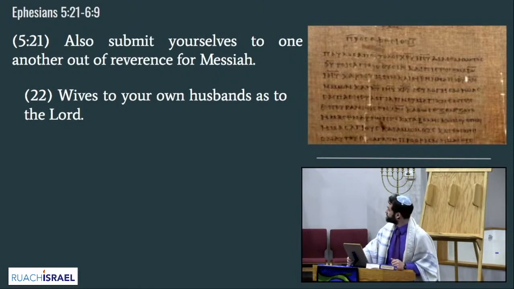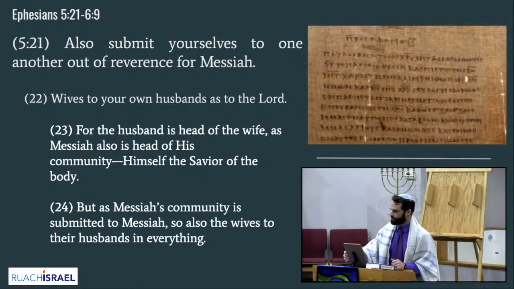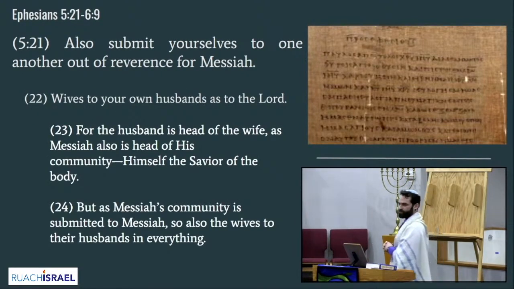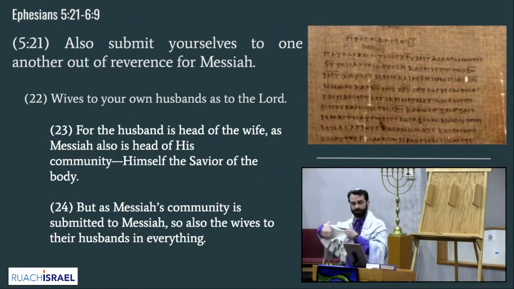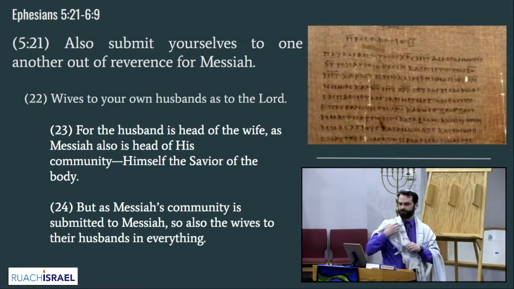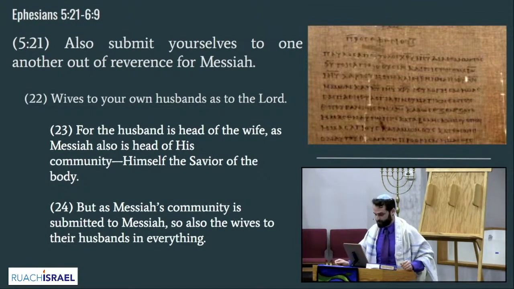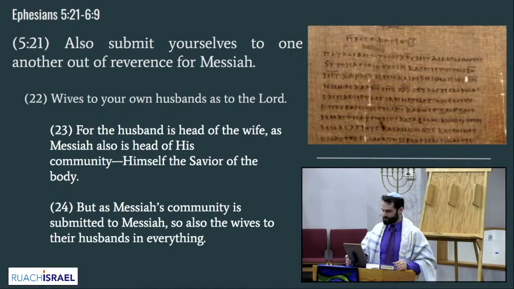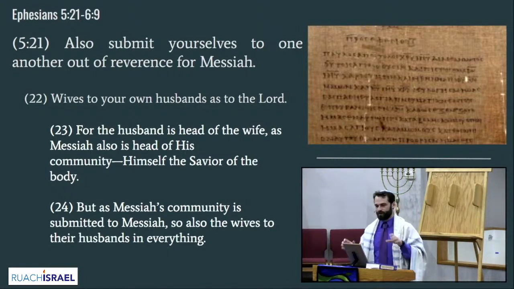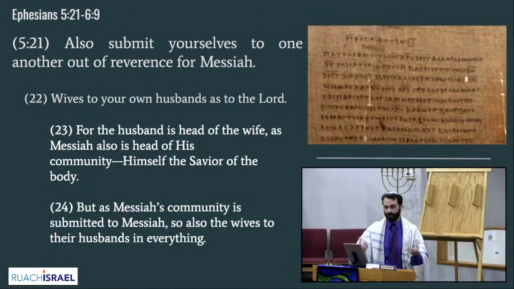Let's go on to the next verse. For the husband is head of the wife, as Messiah also is head of his community, himself the Savior of the body. But the Messiah's community is submitted to Messiah, so also wives to their husbands in everything. Here's where this passage becomes quite nuanced. Paul frames the way that a wife and a husband might adapt to one another in love differently.